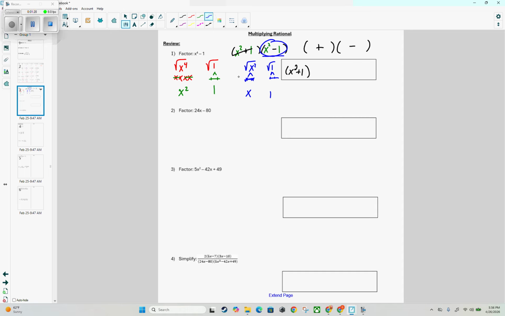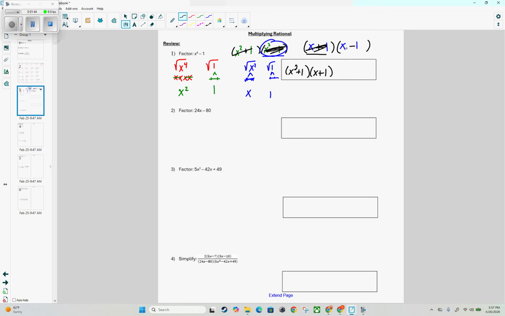I'm going to put those terms. So x was the first, so I'll put it first in both of those parentheses, and the 1 is at the end. Again, the plus sign, this one can't go any further, so I'm just going to put it inside the answer box. Cross it off, done with that one. I broke that one down.